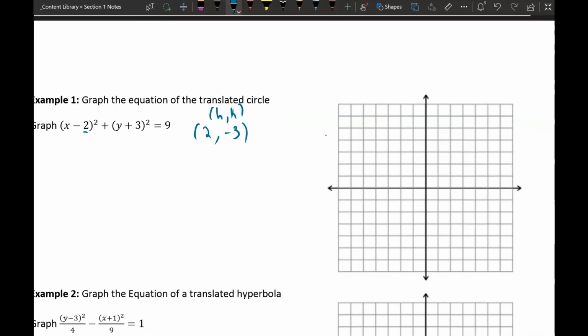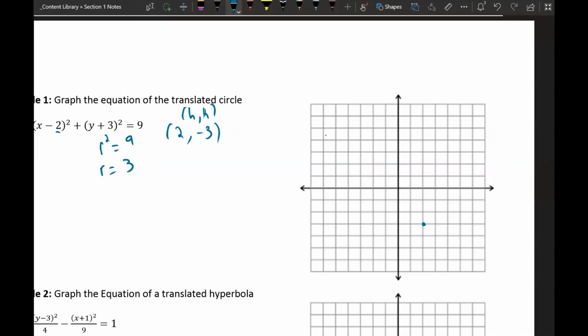So we go 1, 2, 1, 2, 3. Here's our center. And the radius is still going to be the same. We know r squared equals 9, which means r equals 3. Since it has to be positive, our radius is 3: 1, 2, 3. And then just make your circle.